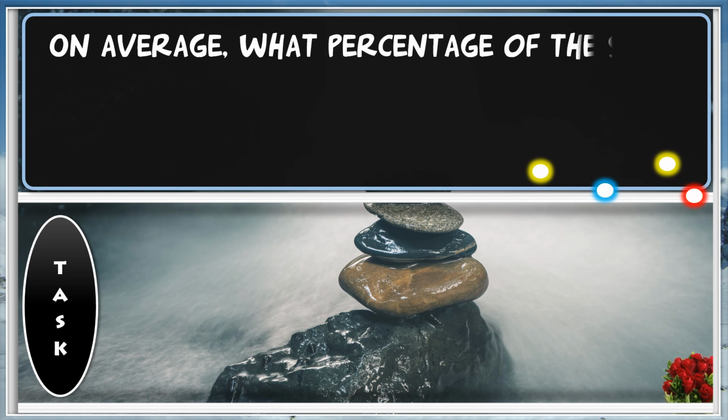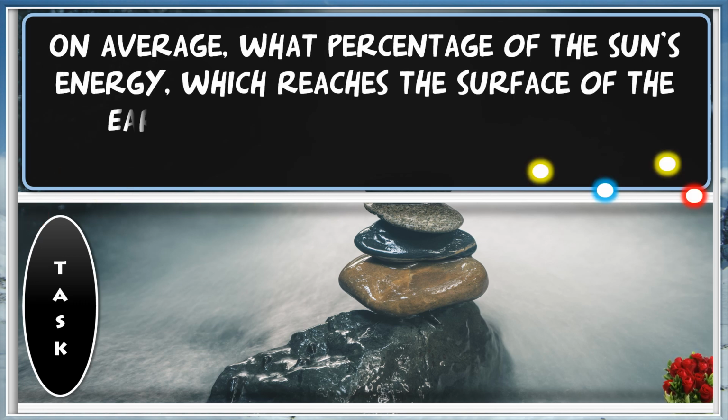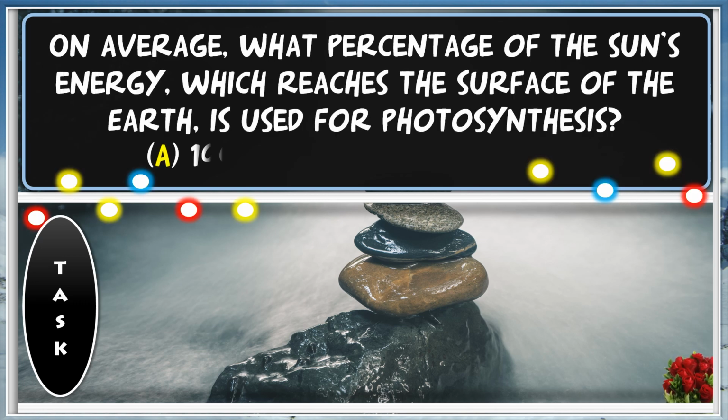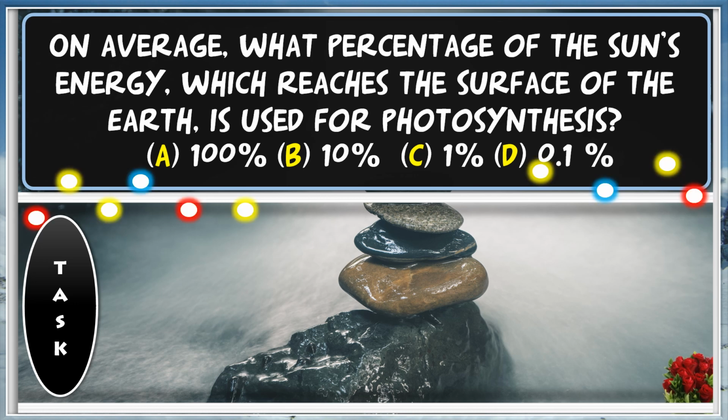On average, what percentage of the sun's energy which reaches the surface of the earth is used for photosynthesis? A. 100%, B. 10%, C. 1%, D. 0.1%.